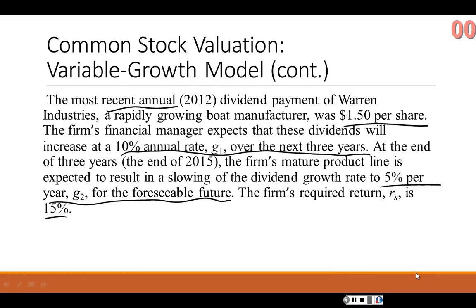Hello, I just wanted to finish the Chapter 7 lecture. We had started with a variable growth rate model. This company had just paid a dividend of $1.50. The growth rate would be 10% for the next 3 years and then 5% for the foreseeable future. The required return is 15%.